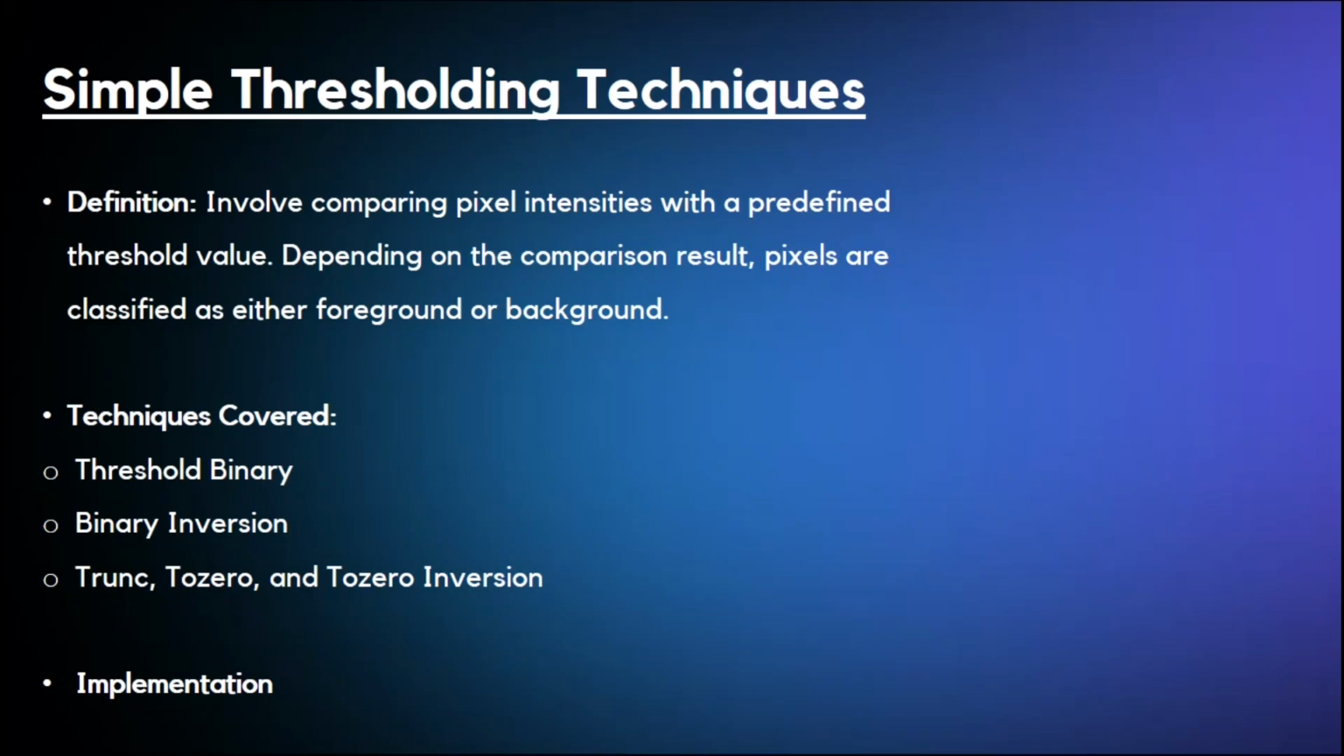Then truncation, tozero, and tozero inversion are additional thresholding techniques available in OpenCV. Truncation sets pixels above the threshold to the threshold value, tozero sets pixels below the threshold to zero, and tozero inversion does the opposite. Let's see an example of these thresholding techniques.